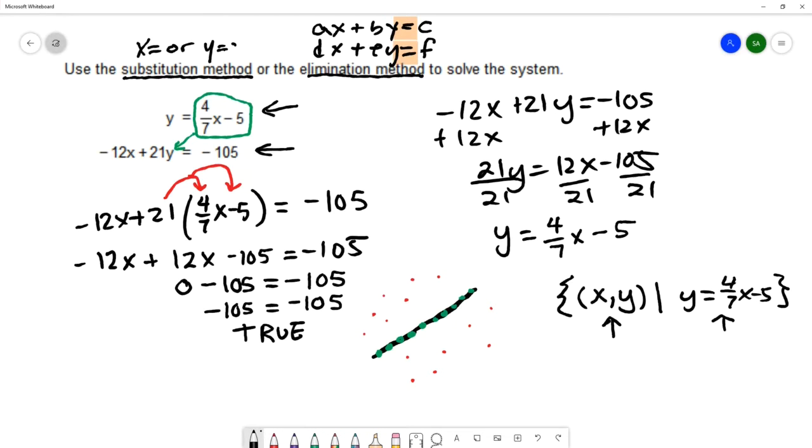Another way to write it is to write out an ordered pair, an x and a y, but we don't want to have two variables. So instead of writing the y, I know the y has to be 4/7 x minus 5. So ordered pairs of this form, x comma 4/7 x minus 5, will be ordered pairs that satisfy this system of equations.